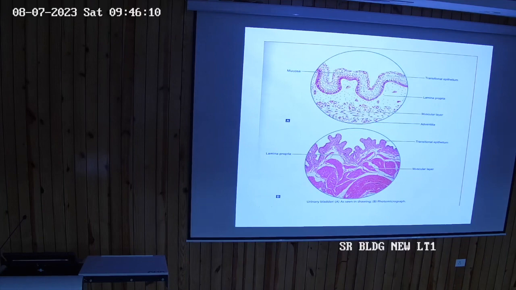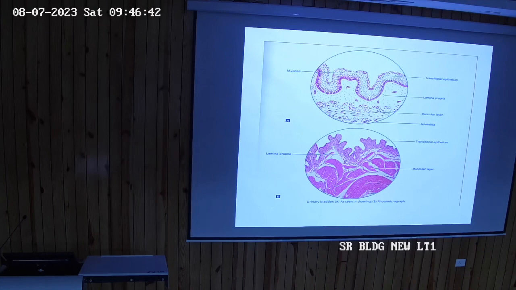Then another slide of the urethra. I am just giving you brief ideas because we will discuss again in the reproductive system. The male urethra and female urethra. In the urethra, the proximal part, that is close to the urinary bladder, is lined by transitional epithelium.